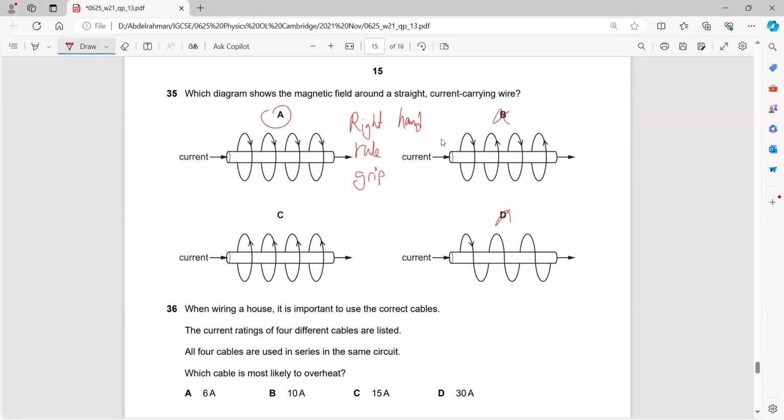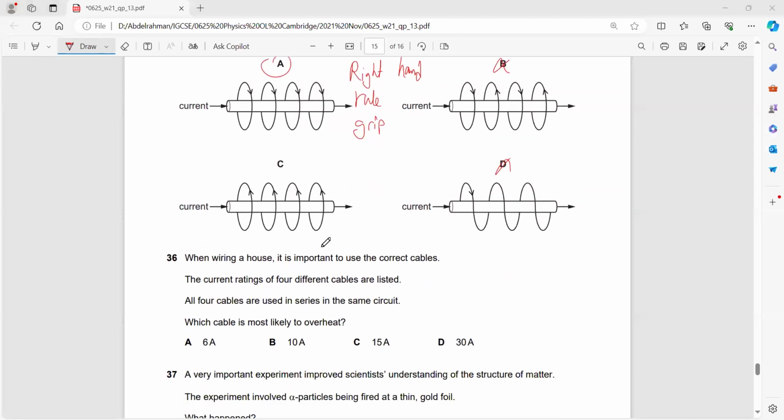C would have been right if the current was in the opposite direction. If the current was in the opposite direction, the thumb would be going to the left, and when you close your fingers, the direction of the magnetic field would be in the opposite direction.